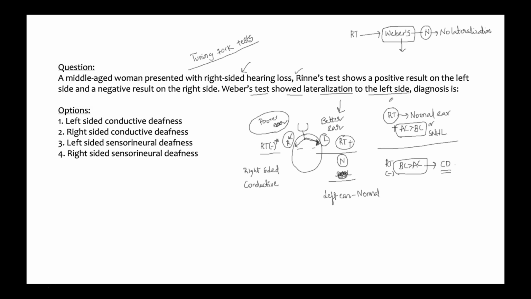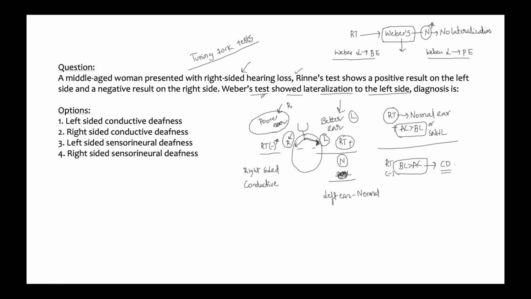Let me give you the interpretation of Weber's test. Weber's lateralized to better ear. Weber's lateralized to poor ear. There are two scenarios for the interpretation. Third scenario is normal. Normal is done. Now we are only looking at Weber's lateralized to better ear, Weber's lateralized to poorer ear. From the question, which is the poorer ear? Right side is the poorer ear. Better ear is the left side.